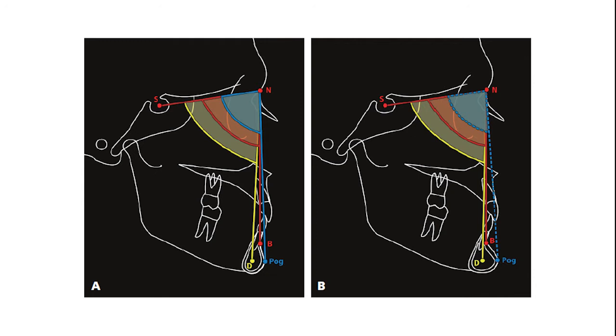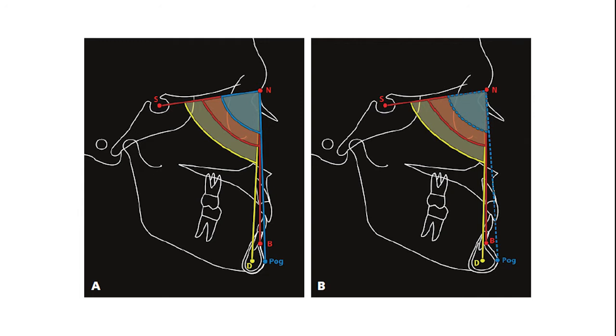The next is the SN-pogonion angle. Its average is known to be 80 degrees plus or minus 3 degrees. This angle is formed between the most anterior point on the bony chin, also known as the pogonion, and the SN plane. It is important to compare the values of SNB and SN-pogonion in patients with a well-developed chin but mandibular dento-alveolar apical base retrusion. The facial profile may be acceptable even though the dento-alveolar relationship is unfavorable. This relationship is common in Class 2 Division 2 type cases.